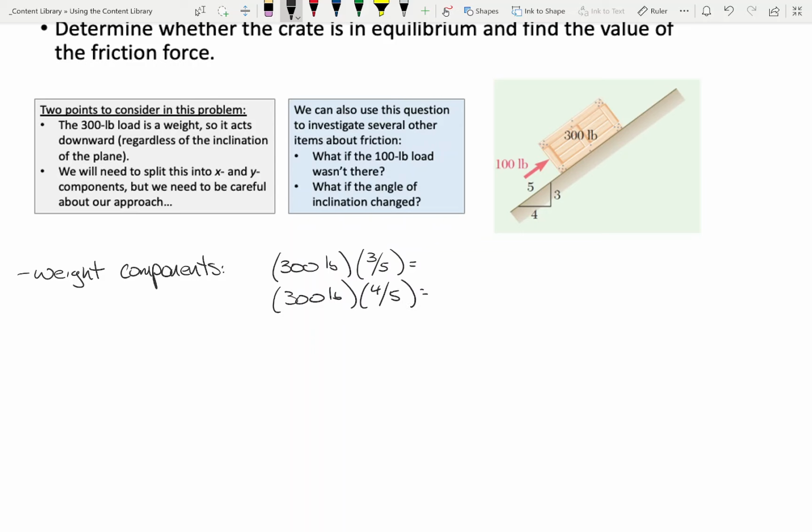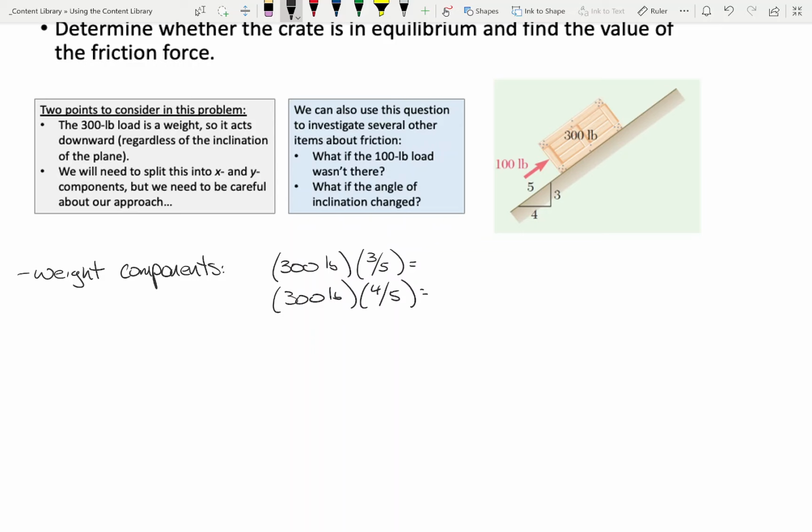Now, why am I doing that? Well, what are 3/5 and 4/5? If I'm thinking about this triangle, what would the 3/5 and 4/5 be? Components, but what? Boom, that's what I'm talking about. They're the sine and cosine of that triangle. So if I take 300 times the sine or 300 times the cosine, what I'm essentially doing is taking that weight and splitting it up into X and Y components.